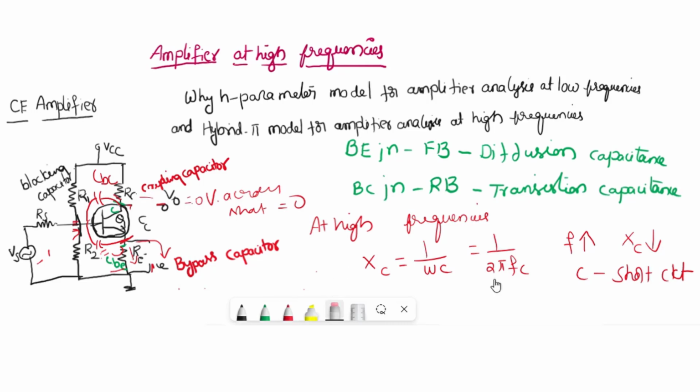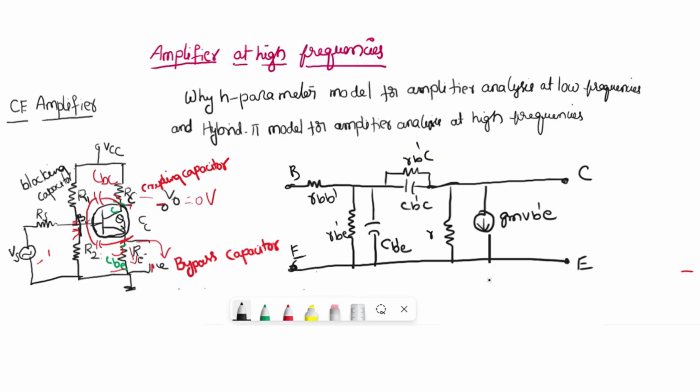Now this circuit can be effectively explained using the hybrid pi model. Now this circuit, which consists of the two capacitors CBC and CBE, can be explained effectively using the hybrid pi model. Let me draw the hybrid pi model first. This is the hybrid pi model. So if you see the hybrid pi model, you can incorporate CBC and CBE effectively.